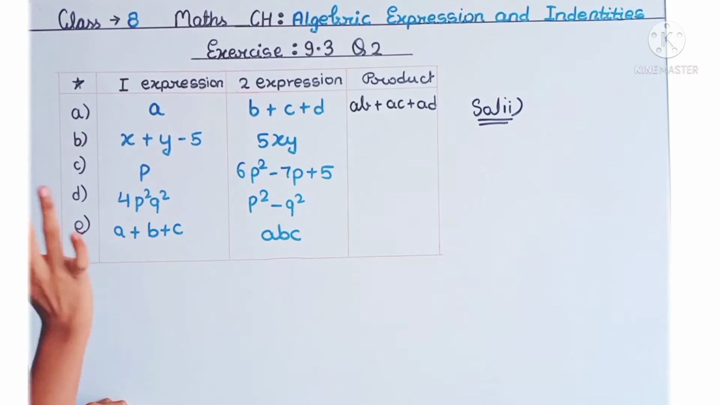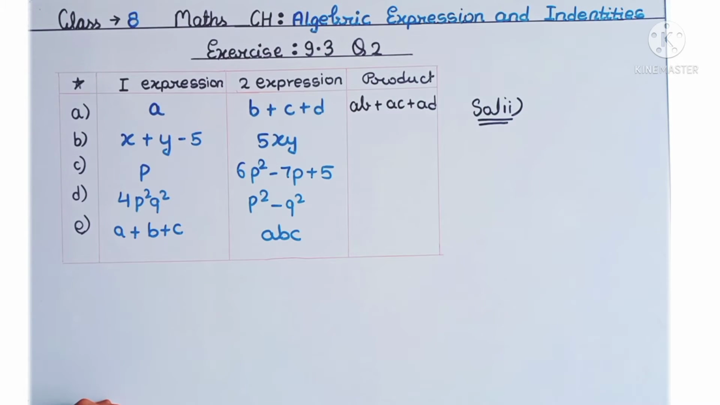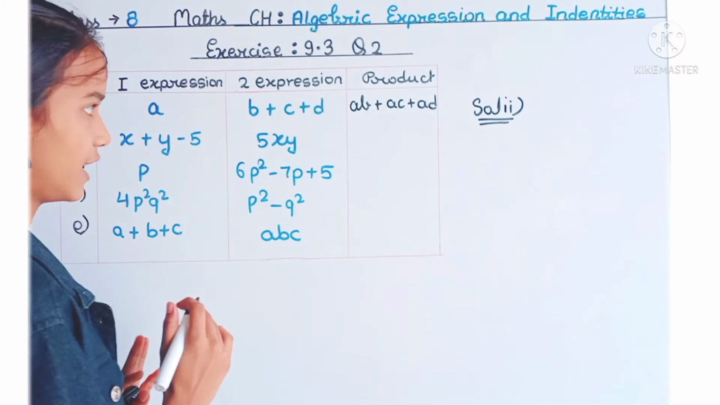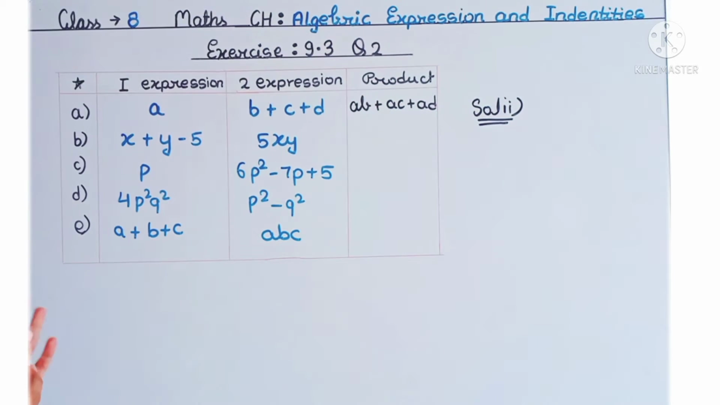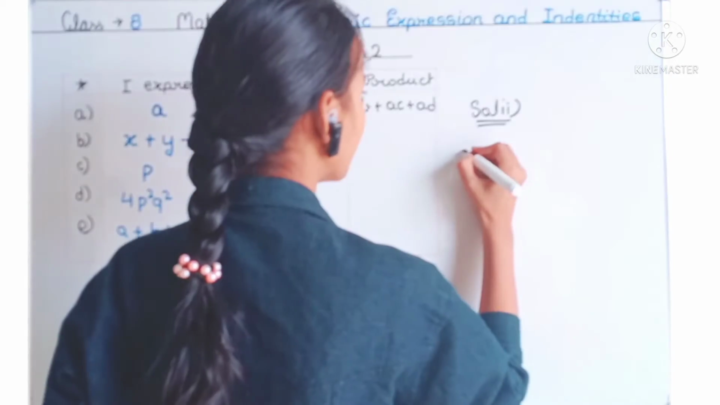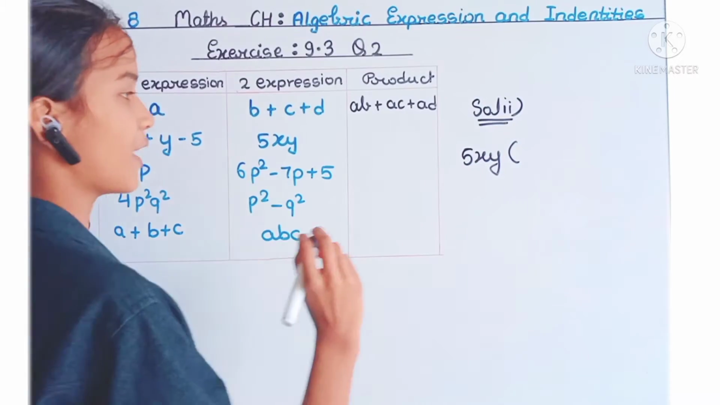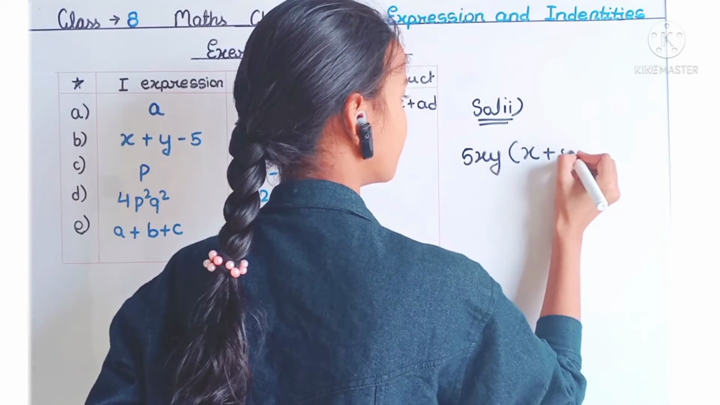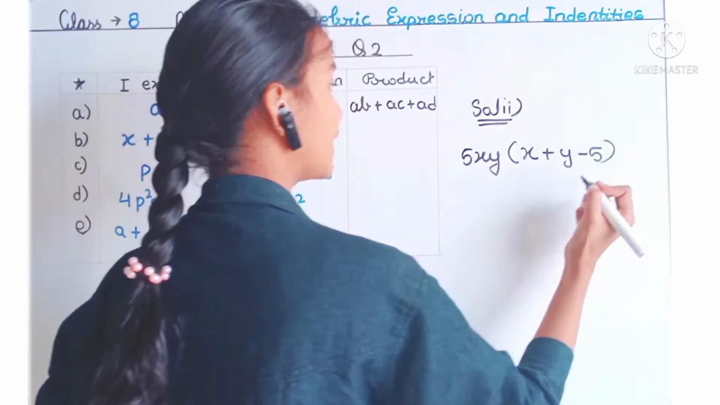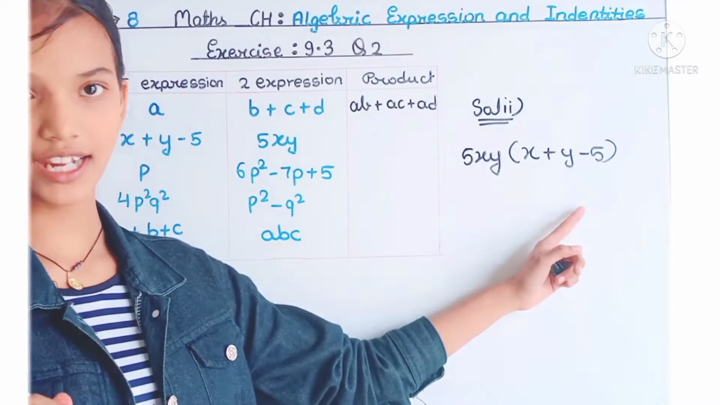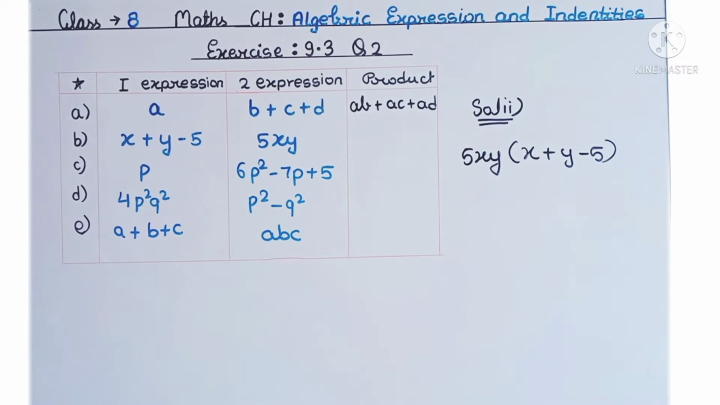जो बड़े वाला expression होगा उसे हम ब्रैकेट के अंदर रखेंगे और जो सिंगल एक्सप्रेशन होगा उसे हम ब्रैकेट के बाहर रखेंगे. इससे multiply करने में जो answer होगा बहुत ही easily आएगा. So now 5xy has to be multiplied by x plus y minus 5. So keep one thing in your mind, that the sign will be the same. Plus will be plus and minus will be minus. There will be no change in the sign of the given values.